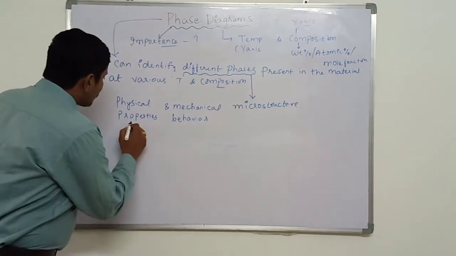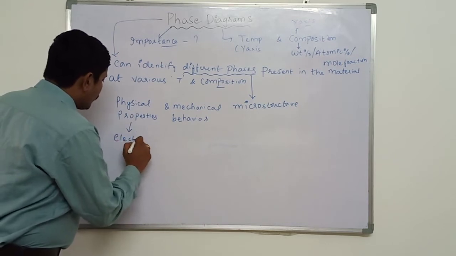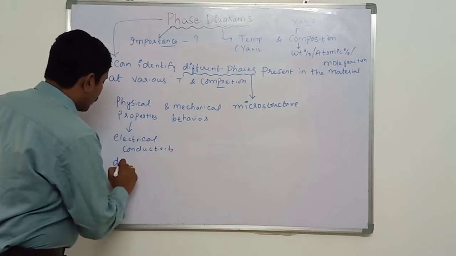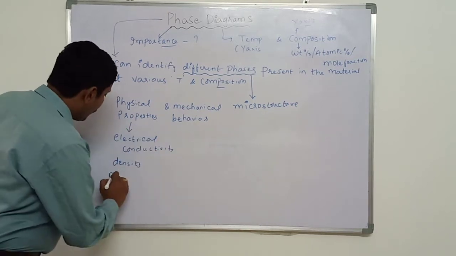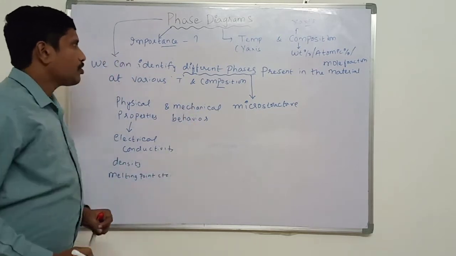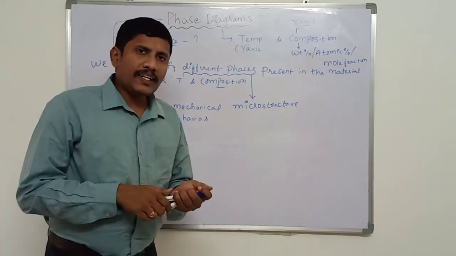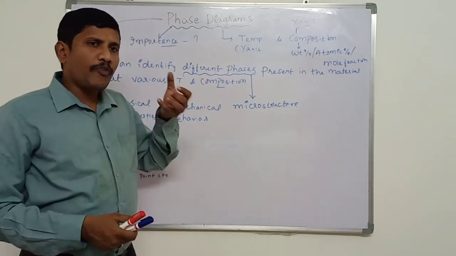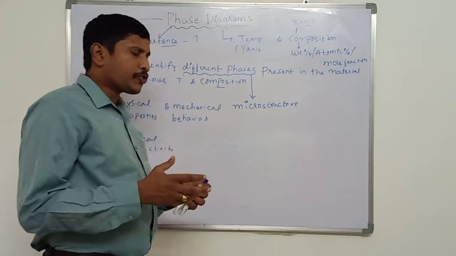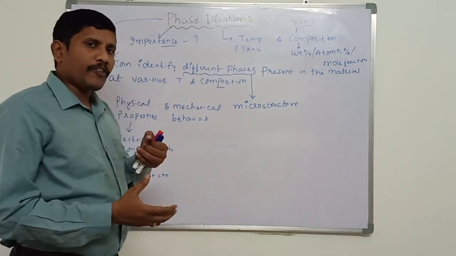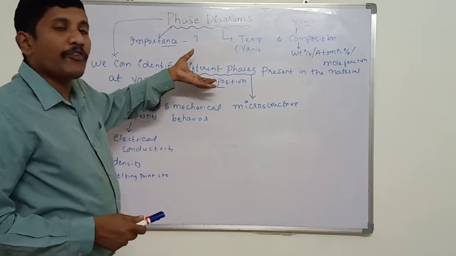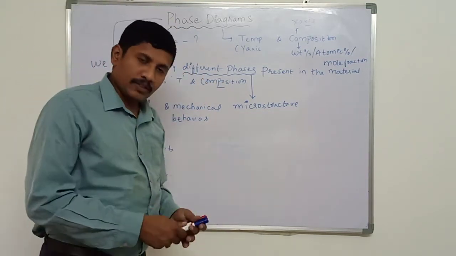Okay, so we can find out physical properties like electrical conductivity, density, melting point, etc. Okay, so phase diagrams are generally constructed by cooling of an alloy from the molten phase to solid phase. So we will cool the alloy or material from the molten state to the solid state, and we can identify the different phases with the help of phase diagrams, right?